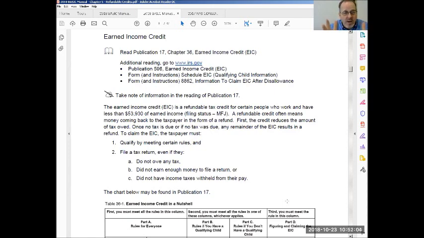But the earned income credit, as it says here, is a refundable tax credit for certain people who work and have less than $53,930 of earned income, filing status married filing joint. That's quite a bit of income. Now, it doesn't mean that it's a flat rate. It's not like the child tax credit. As the income goes up from low, it reaches a plateau, and then diminishes till it disappears at around the 53,000 mark. It's not really a bell curve like you think of. This one has a flat top, when you look at the earned income chart.